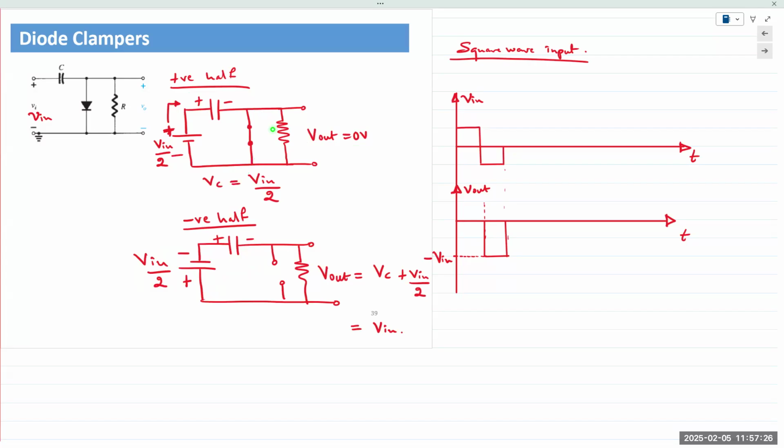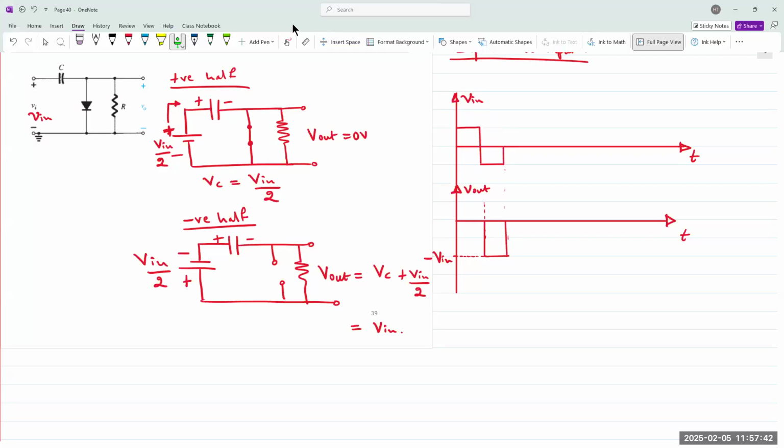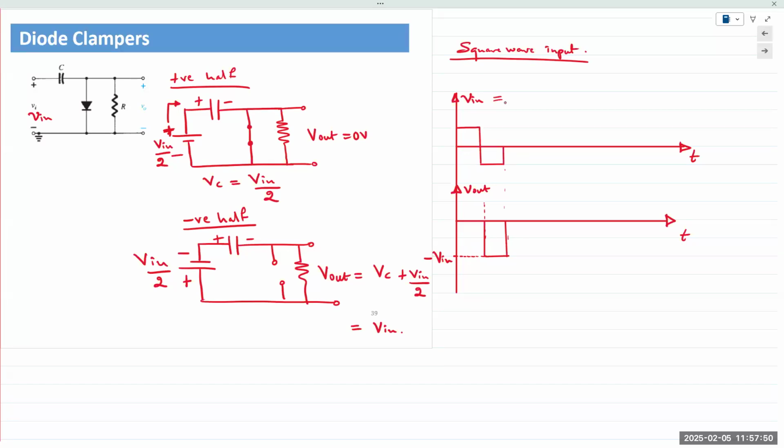So V in over 2, because it's only half the cycle. Half the input. It could be, no. So V in, I'm just saying V in is 2 times VP. This is VP. This is minus VP. It's just V in is basically the peak to peak value. That's all it is.